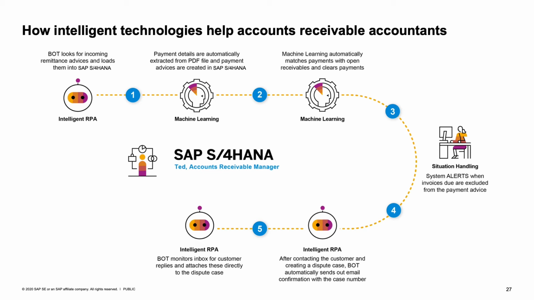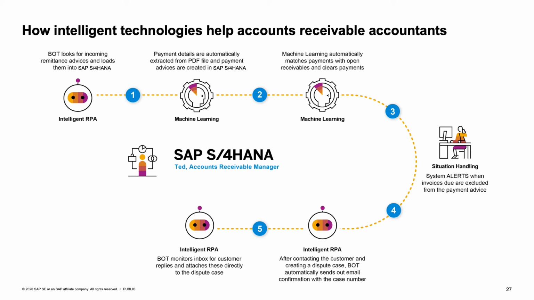Situation technology helps us alert when invoices are missed in the payment advice document. Today, the accounts receivable accountants only find out about the invoices deliberately excluded from the customer payments once these payments are received, processed, and allocated. This information is usually presented by the customer payment advice document, which is received several days before the actual payment.